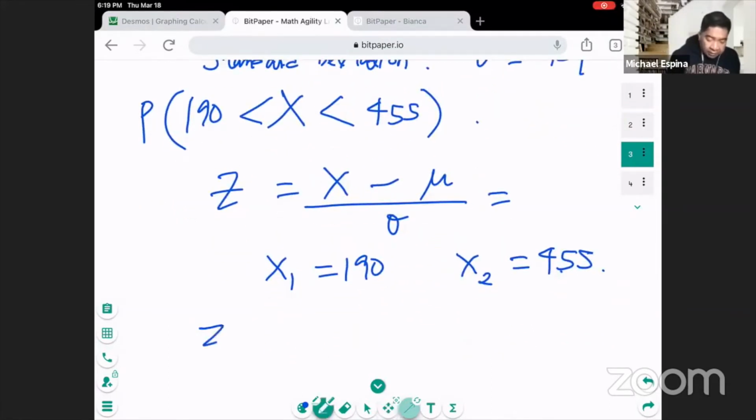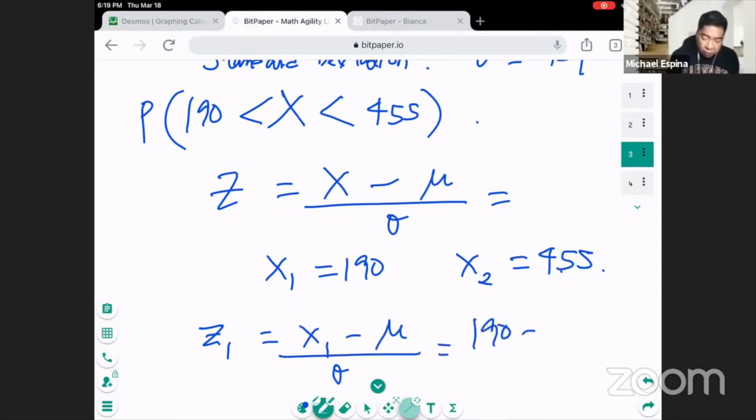So Z sub 1 is equal to X sub 1 minus the mu given, divided by the sigma. So 190 minus mu, which is 320, yes, 320, divided by 45. So the answer here is what? That's actually negative 2.89.